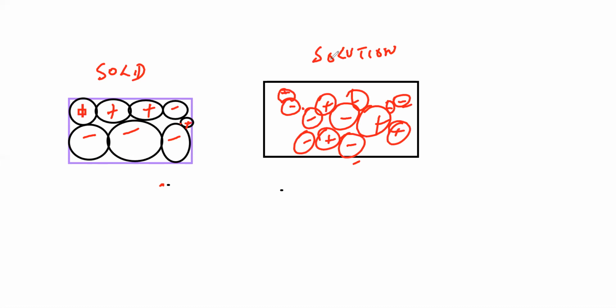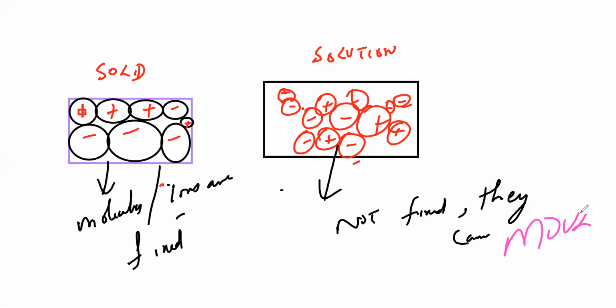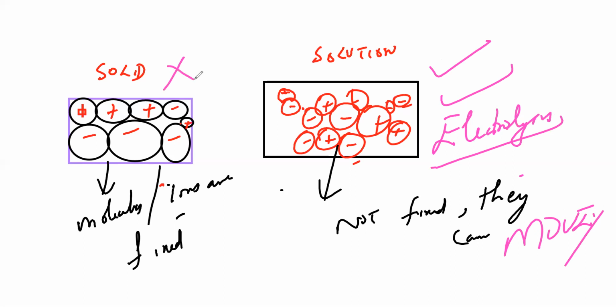The important thing to note here is that in a solid, the ions are fixed. In solution, they are not fixed, they can move easily. That is the keyword here: they can move. So electrolysis will happen only in solution or in molten state, not in solid. Then there are some important terms we have to know.